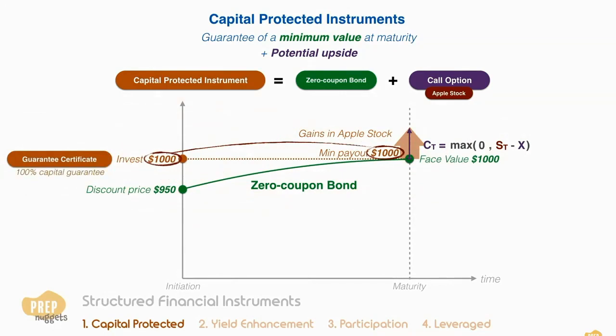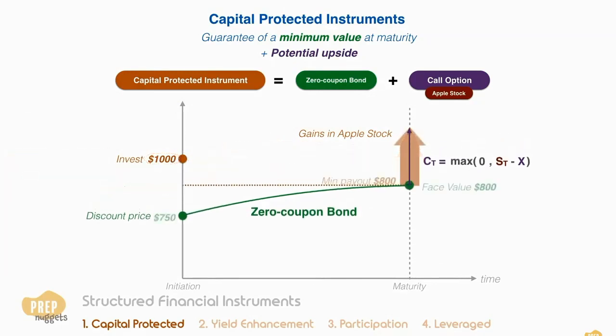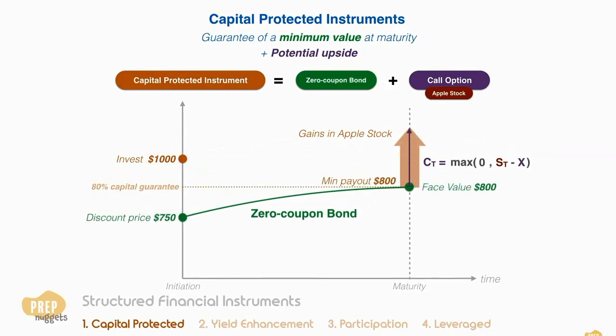This does not always have to be the case though. For instance, an issuer can reduce the capital protection level to 80% by putting less money in the zero-coupon bond. This allows the issuer to purchase more call options, thus multiplying the potential upside to the investor.